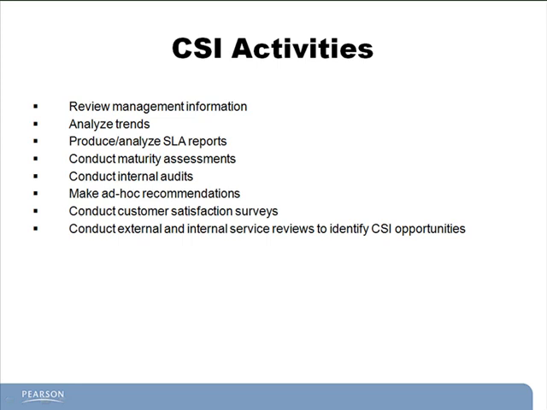In a nutshell, CSI looks over your shoulder and gets all up in your business, trying to find ways to make things better. Let's move on to Lesson 2, where we'll learn 3 approaches or methods for improvement.